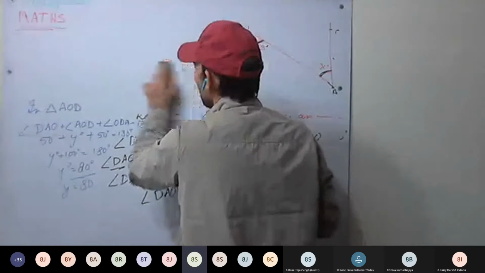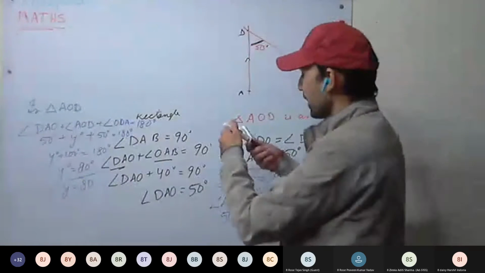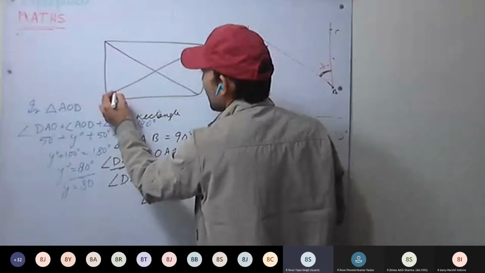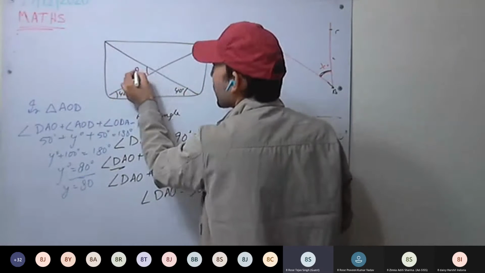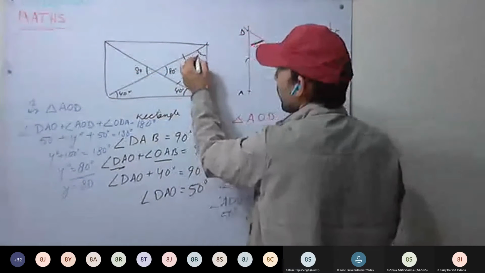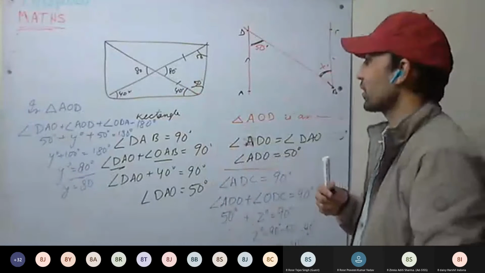Another way to find X. Two methods I already told. Sir, the angle opposite to Y is also 80 degrees. This is 40, this is 80. Now this is an isosceles triangle, 50 degrees, 50 degrees. That way as well you can calculate.